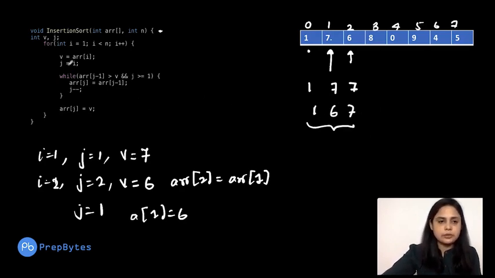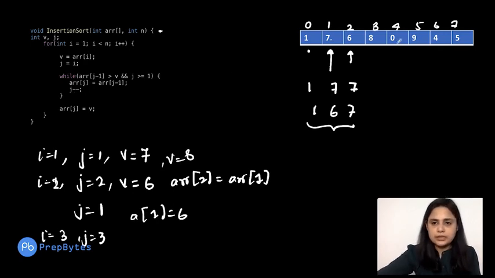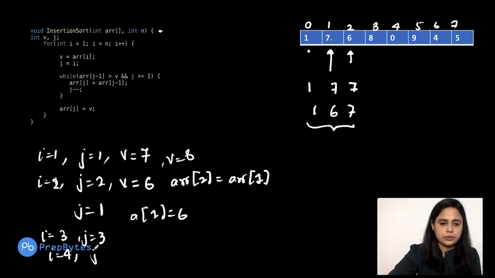Now 8, what we will do is that we'll make our i equal to 3, and my j will be 3. Now I do the same thing. I check while arr of j minus 1 is greater than v. No, that is not the case. Arr of j minus 1 is arr of 2, which is not greater than v. v is 8. So we come out of this particular loop. Now again my i gets incremented and we go to i equal to 4 and j equal to 4.